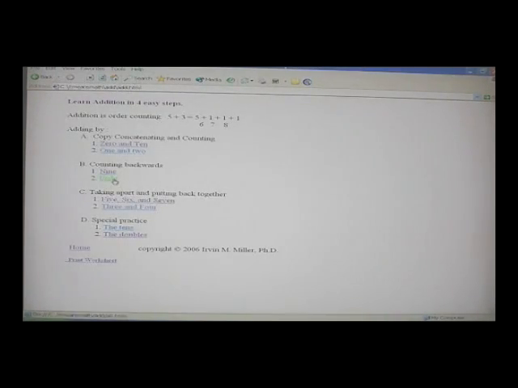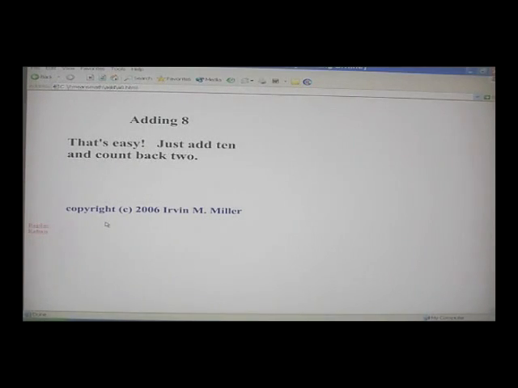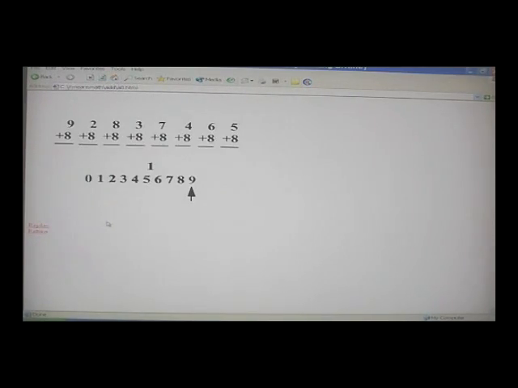Here's how we teach how to add 8 to a number. Count back 2. And add 10.